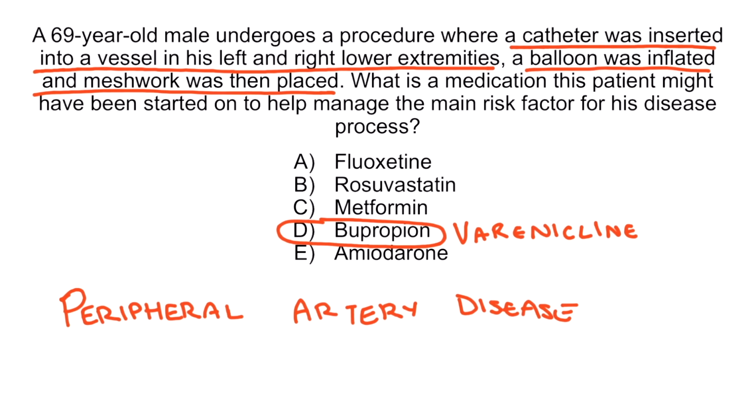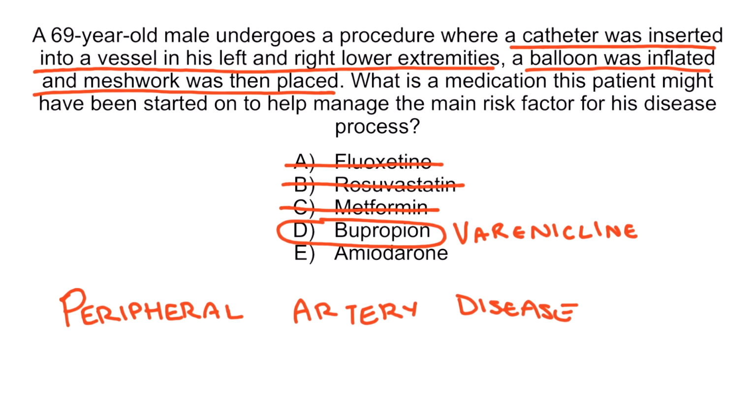Fluoxetine is an SSRI, which is indicated in the treatment of anxiety and depression, but has no direct impact on smoking cessation, so A is wrong. Rosuvastatin is a first-line agent used in the treatment of hyperlipidemia. Hyperlipidemia is a risk factor for peripheral artery disease, but its impact is not as significant as smoking, so B is wrong. C is wrong for the same reason. Diabetes is not as much of a risk factor as smoking, which metformin is used to treat.